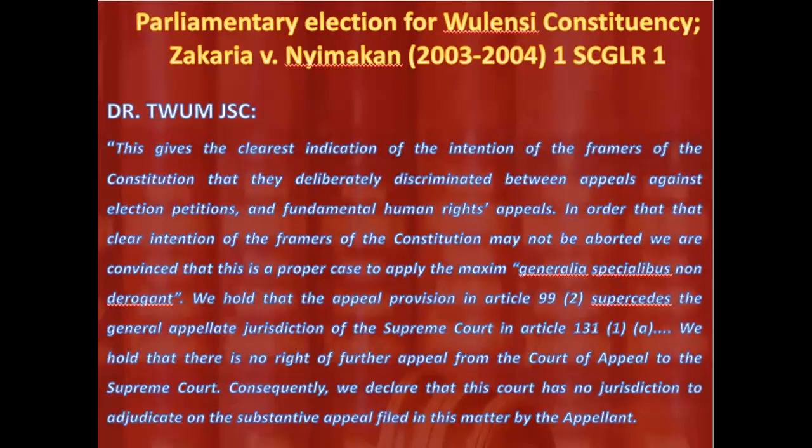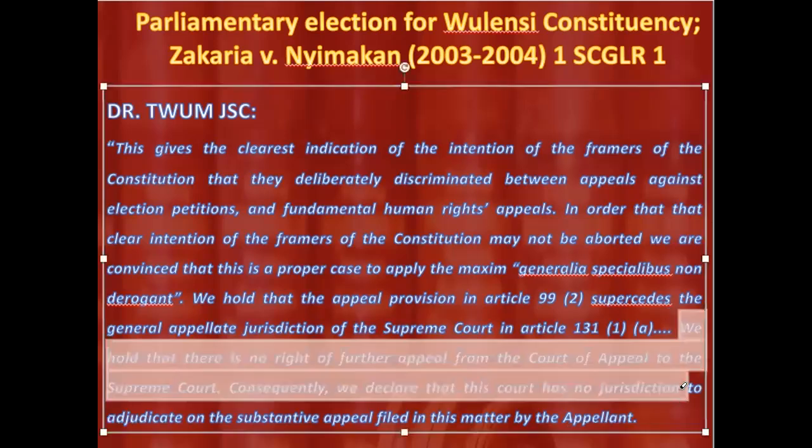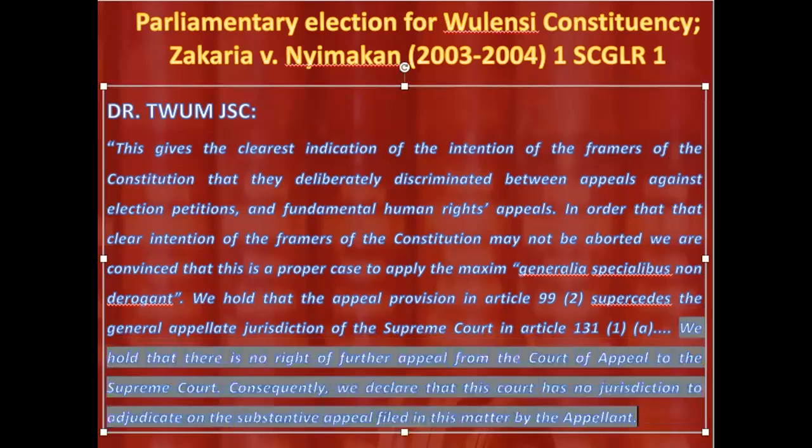In order that the clear intention of the framers of the Constitution may not be aborted, we are convinced that this is a proper case to apply the maxim generalia specialibus non derogant. We hold that the appeal provision in Article 99, Clause 2 supersedes the general appellate jurisdiction of the Supreme Court in Article 131, Clause 1A. We hold that there is no right of further appeal from the Court of Appeal to the Supreme Court. Consequently, we declare that this court has no jurisdiction to adjudicate on the substantive appeal filed in this matter by the appellant.